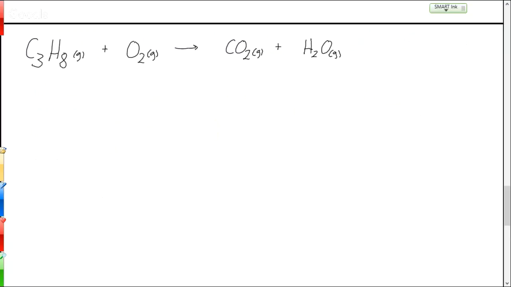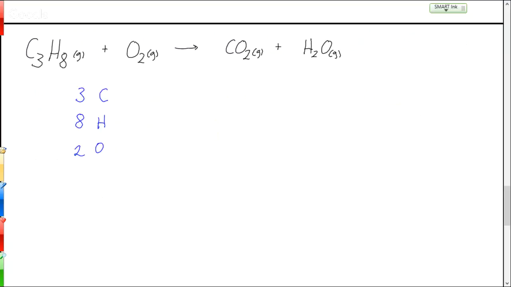All right. So the first step in balancing an equation is always to figure out if the equation is balanced to start with. To do that, you want to count the number of each type of atom on each side of the equation. So I would go, all right, on this side, we've got 3 carbons. We've got 8 hydrogens. We've got 2 oxygens. Everybody see where I get those numbers from?